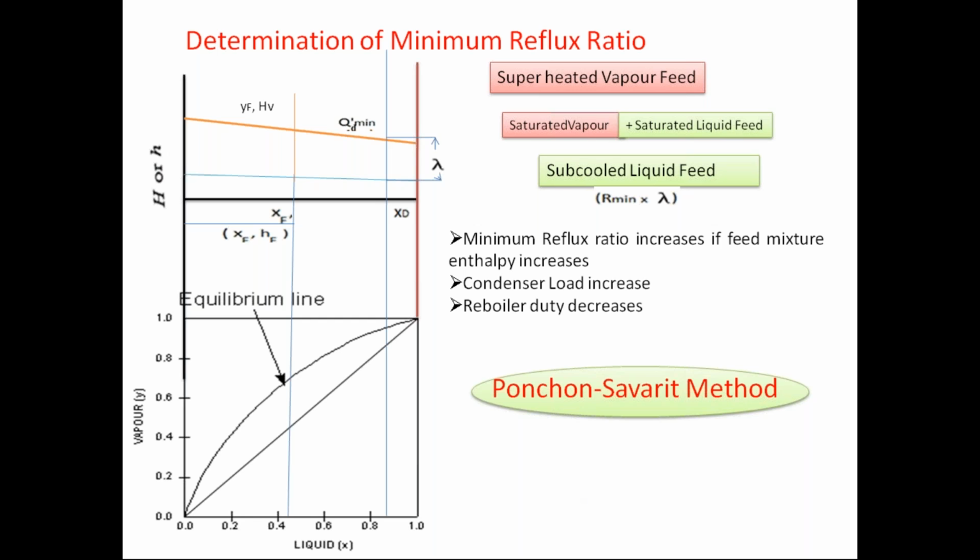Then you see, you are having initially, I'll tell you, F is here, XF HF is here. So what is the state of the feed? The state of the feed is subcooled liquid, because it is having the lowest enthalpy. The feed is carrying the lowest enthalpy, so it is called subcooled liquid. For subcooled liquid, if you want to draw one operating line, how to draw? This point and this point should match on the equilibrium line. So how to draw that?